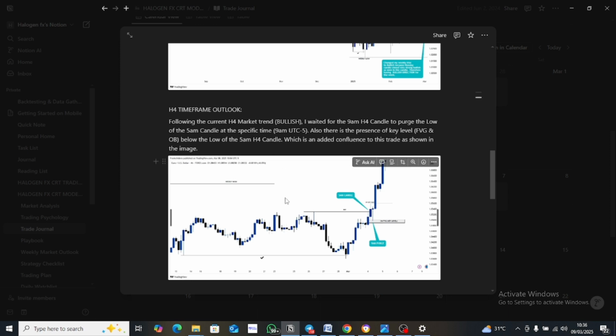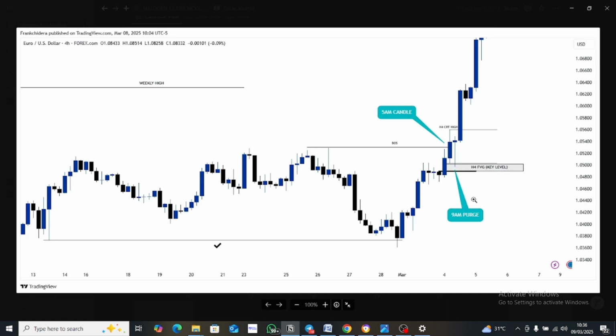Now if I enlarge this image, you will see what I said. I marked out the high of the 5 a.m. candle and the low of the 5 a.m. candle, because this 5 a.m. candle has broken the structure in the bullish direction. So I waited for the 9 a.m. candle to purge the low of the 5 a.m. candle, and you can see there's a key level resting below this candle, which is the FVG.